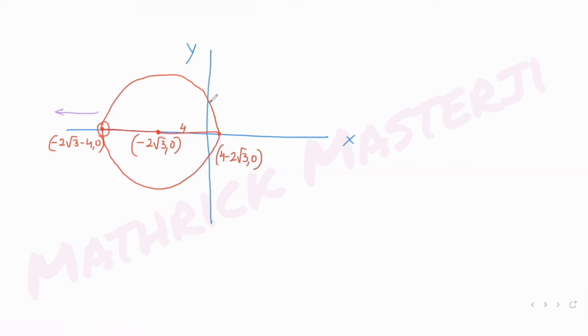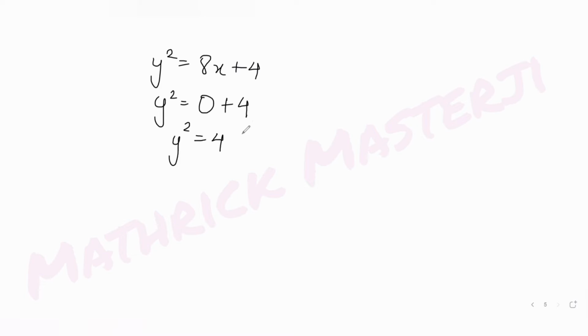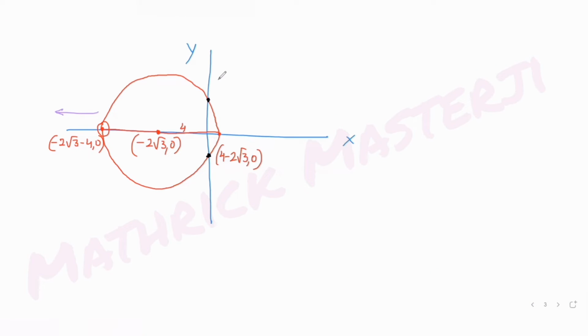So basically, at x equals 0, meaning on the y-axis, my parabola is touching the circle. Let's find these points of intersection of the parabola and the circle. So I have x as 0. If I put that in my equation of the parabola, x as 0 gives me y square equals 4. And once I have y square as 4, I can write y as plus or minus 2. So I get my points of intersection: 0 comma 2 and 0 comma minus 2. And if I just draw the parabola now, we know already how it looks. So your parabola looks something like this.